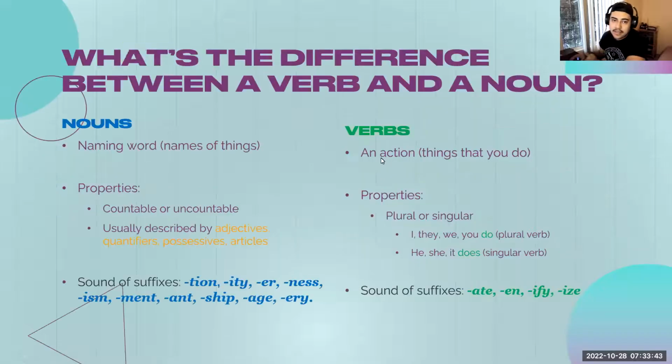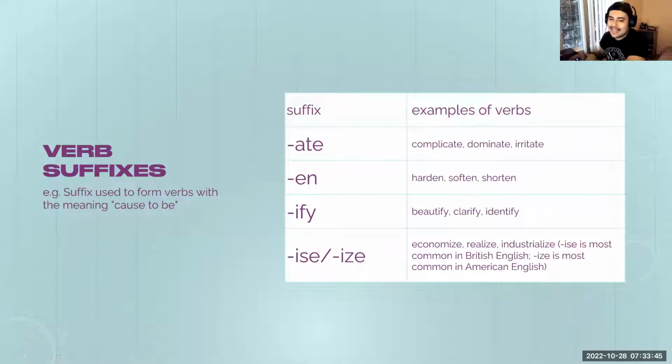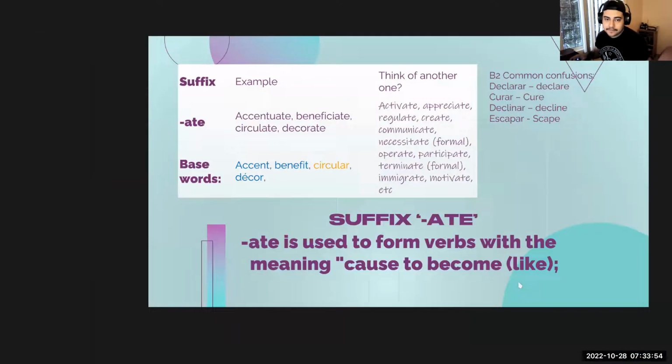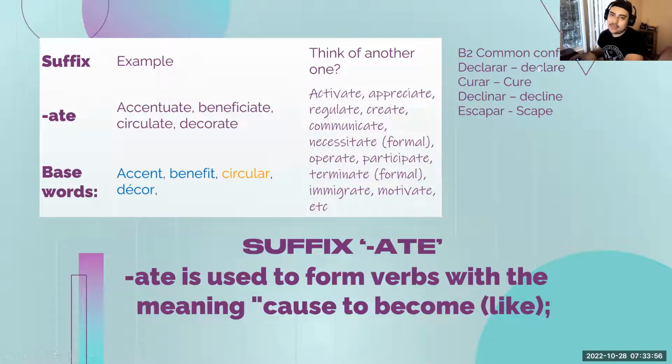There we go. Ate, en, ify, and ice. Yesterday we saw the suffix ate, which creates words like activate, appreciate, regulate, derived from a noun. Accent becomes accentuate. Benefit becomes beneficiate. Circular becomes circulate. Decor becomes decorate, right?